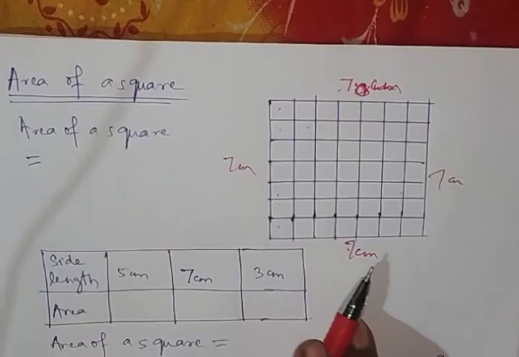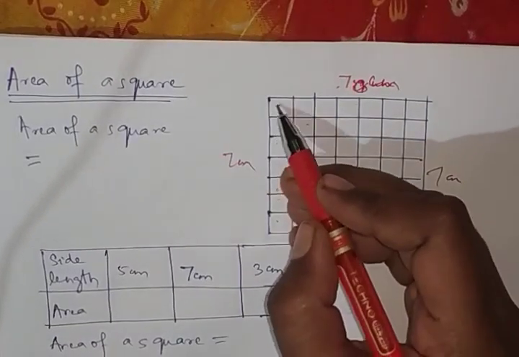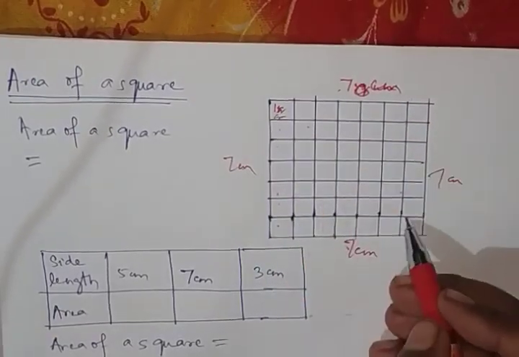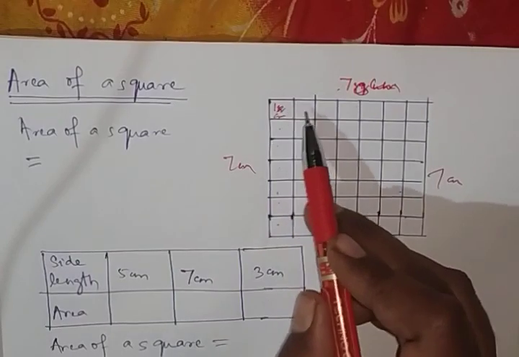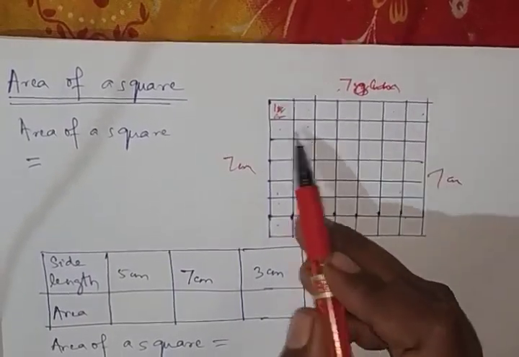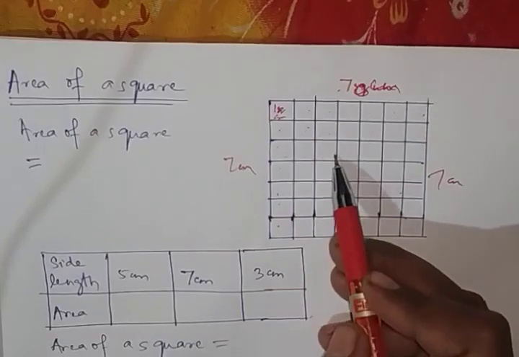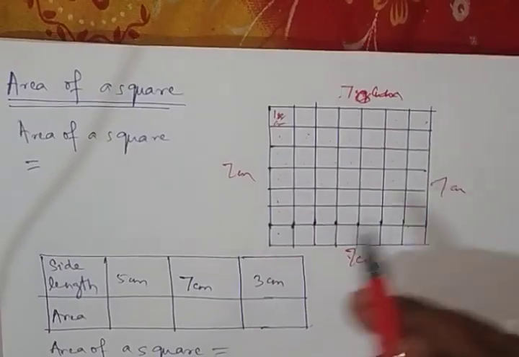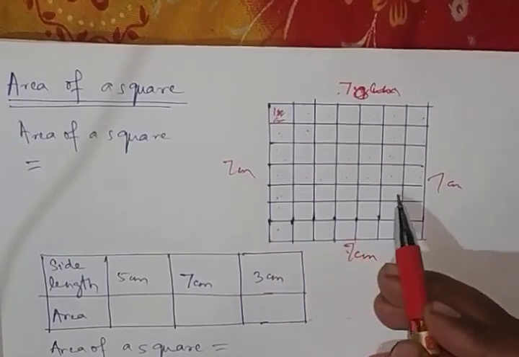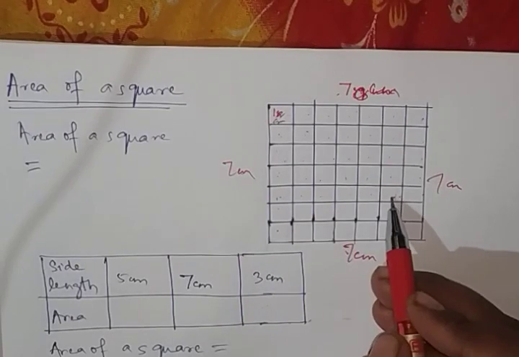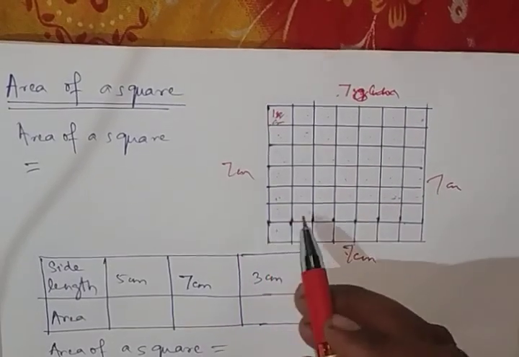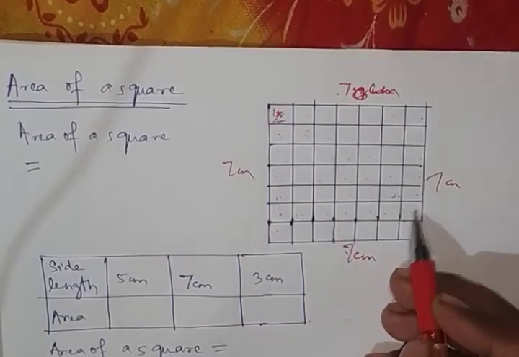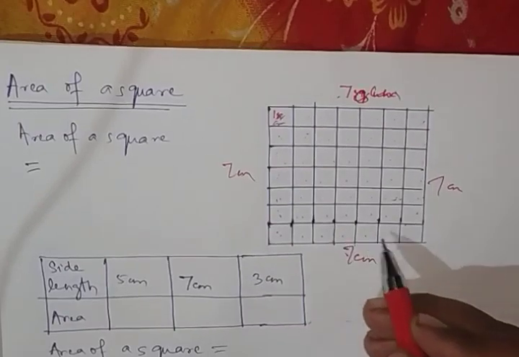So here I have made blocks. Let's think that this is 1 square centimeter. So every block is 1 square centimeter. If we count it: 1, 2, 3, 4, 5, 6, 7, 8, 9, 10, and so on up to 49.